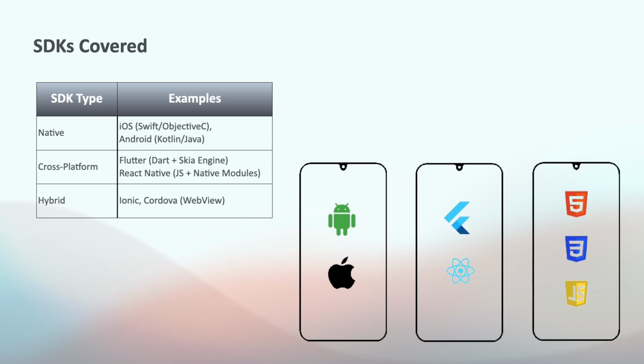Finally, we have hybrid SDKs like Ionic or Cordova. These rely on web technologies, HTML, CSS, and JavaScript, and run inside a web view. While this approach offers maximum code reuse, the performance is typically lower, and access to native features is limited. Still, they work well for content-heavy apps, internal business tools, or quick prototypes. So, depending on your app's goals, whether it is speed, design, consistency, or development speed, there's an SDK that fits just right.